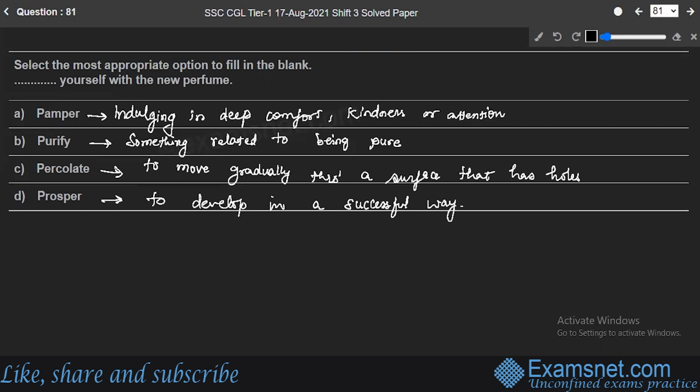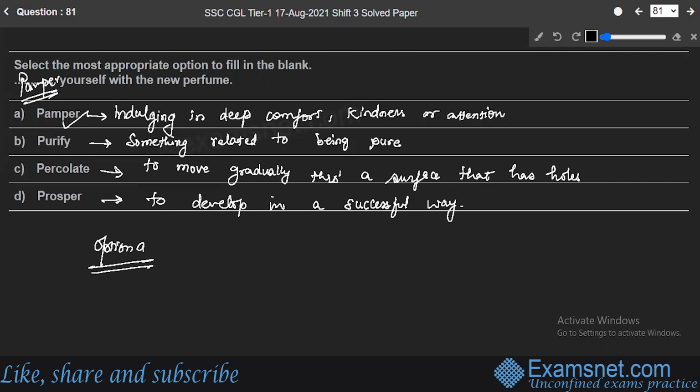Right, so here the correct option will be to enjoy. Here it's showing "dash yourself with the new perfume." Of course, with the new perfume you are going to enjoy it. So the word "pamper" is the most appropriate word to be filled in the blank out of the four options. So option A, pamper, is the correct answer to our question. Hope you are clear with this.